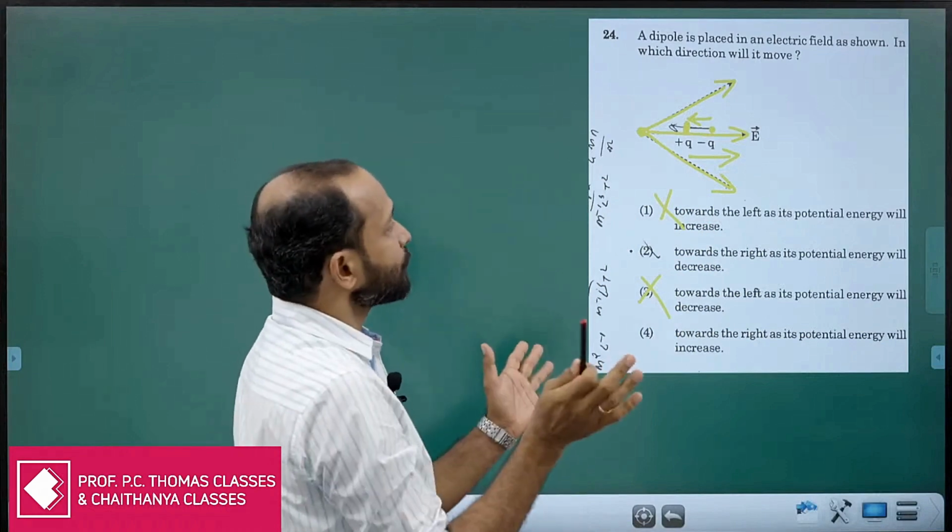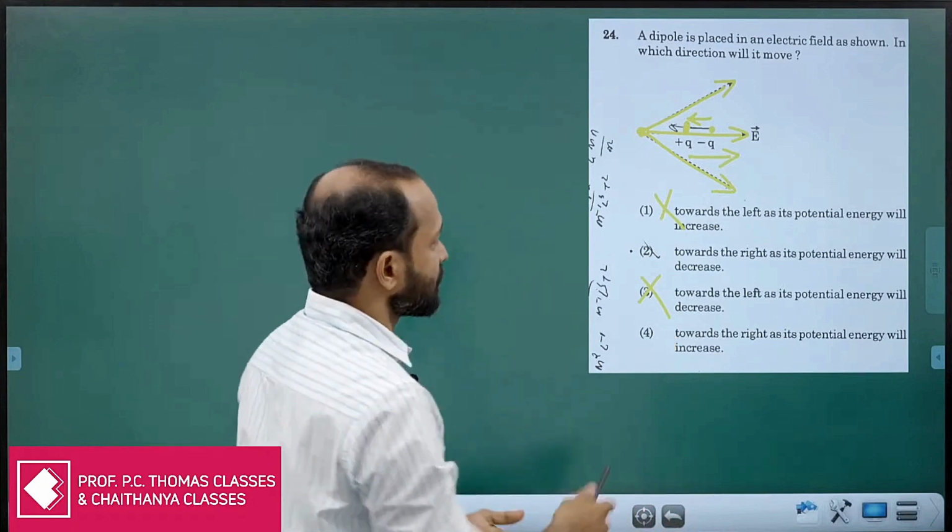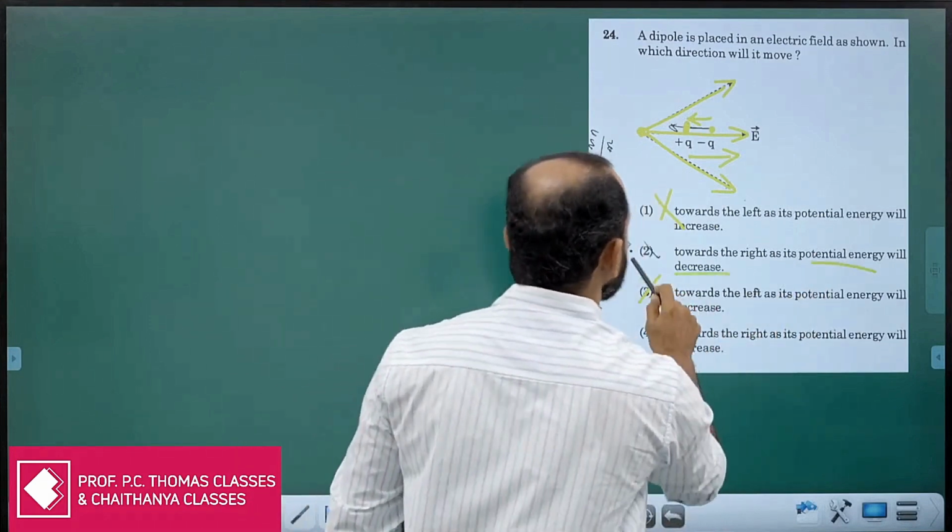Then, no other forces are acting. Any system will undergo reduction in potential energy. So there will be a decrease in potential energy. So 2.